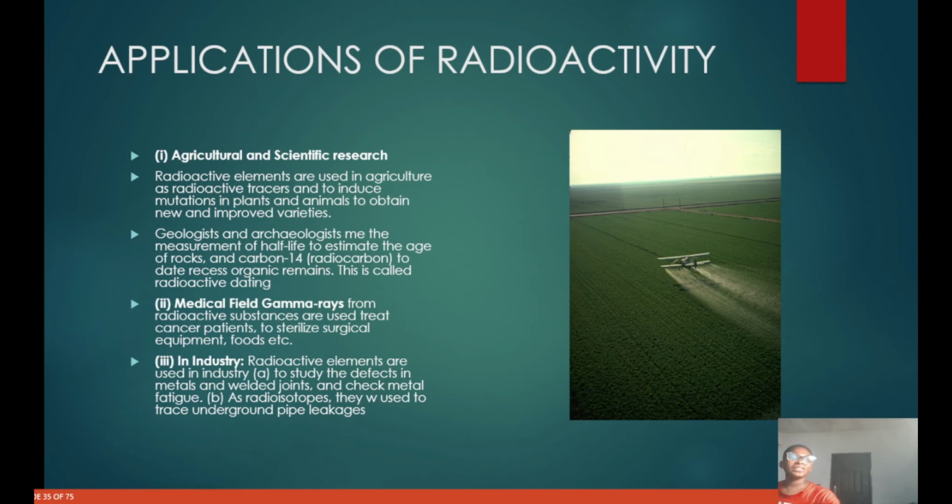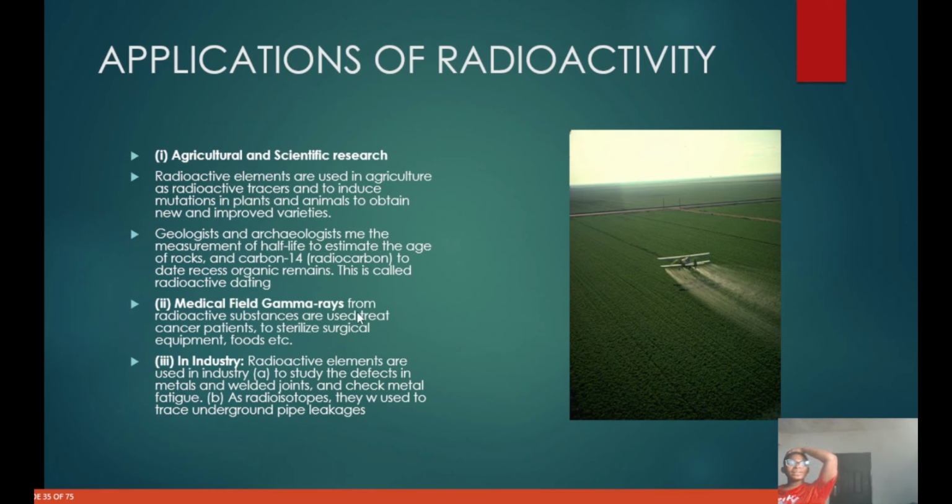Application of radioactivity. It can be applied in agriculture and scientific research. Radioactive elements are used in agriculture as radioactive tracers and to induce mutations in plants and animals to obtain new and improved varieties. Geologists and ecologists use the measurement of half-life to estimate the age of rocks, and carbon-14 dating to date ancient organic remains. This is called radioactive dating.